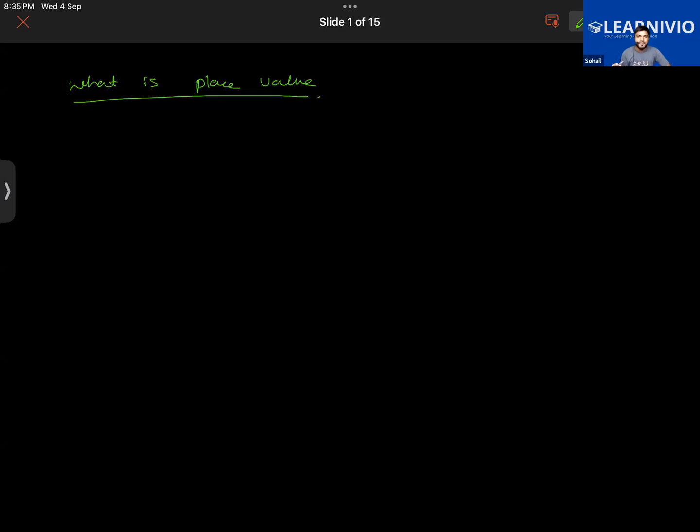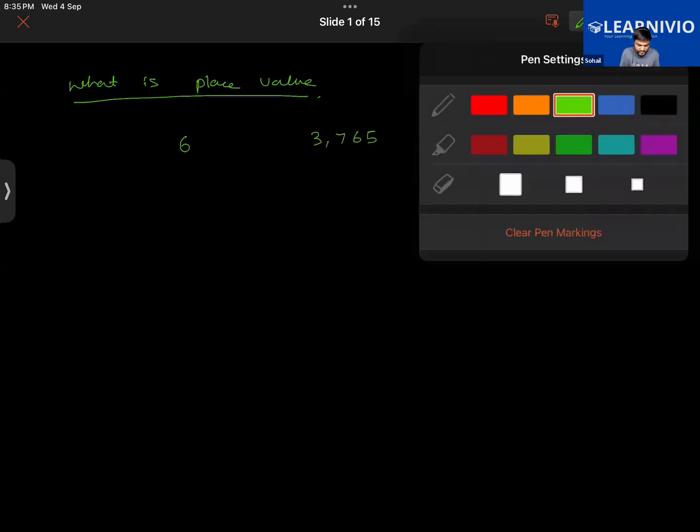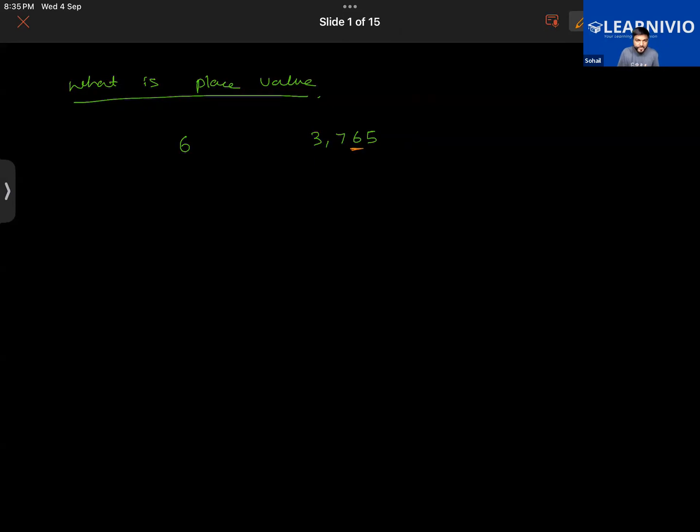In arithmetic, every digit has a place value. We can define place value as the value represented by a digit in a number on the basis of its position in the number. For example, take the digit 6 in the number 3765.